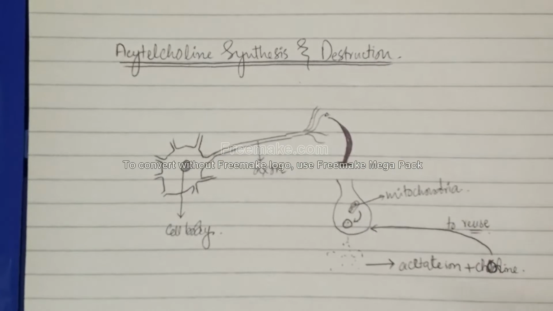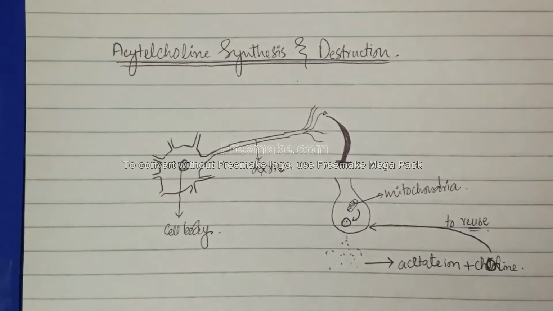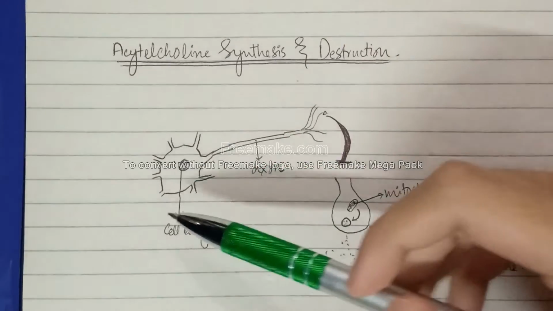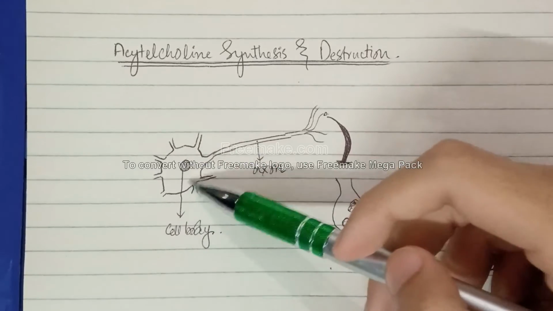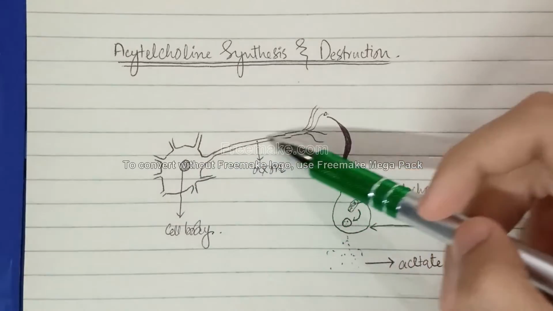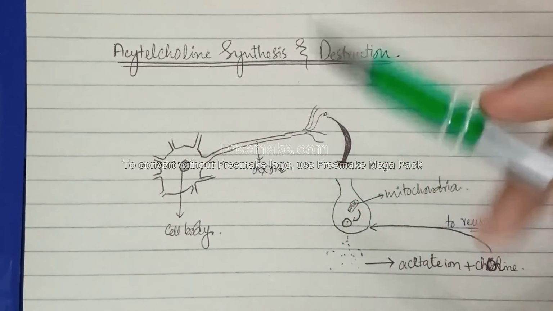Now, what actually happens to the acetylcholine when the action potential has subsided? So, to know that, first we have to know about the synthesis of acetylcholine and then we can talk about its destruction. Now, first of all, the acetylcholine vesicles are formed in the cell body of the neuron, which are then transported through the axon to the axon terminal.